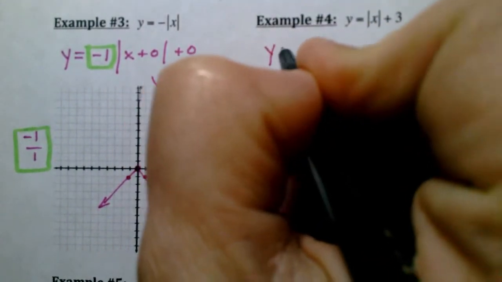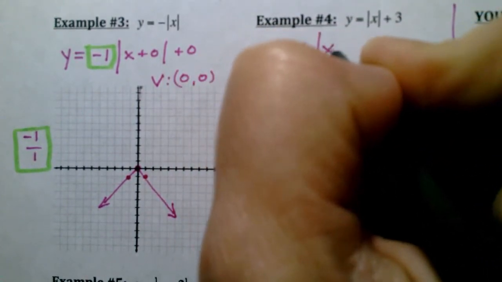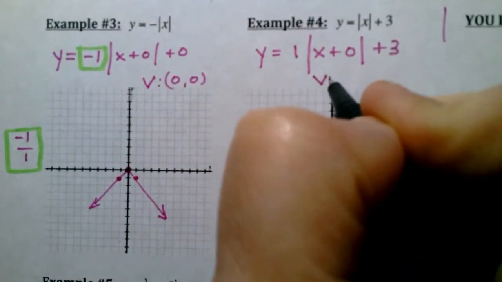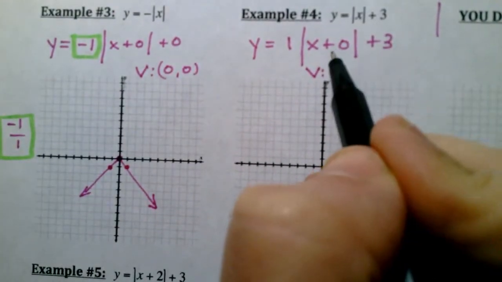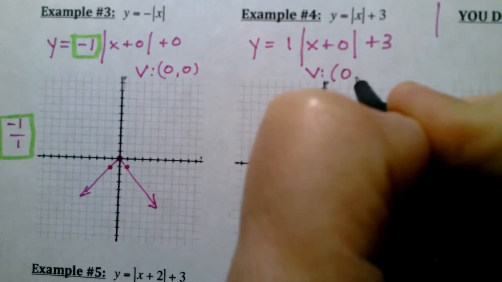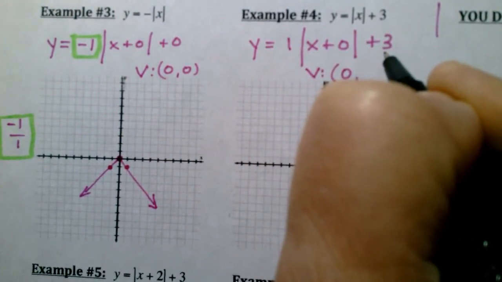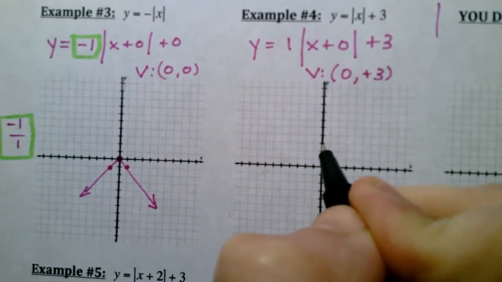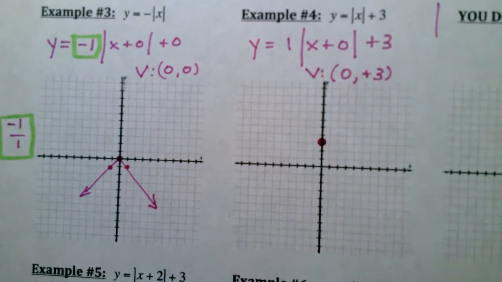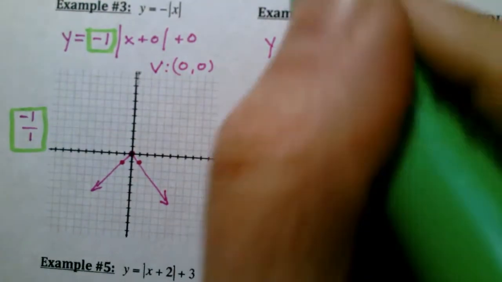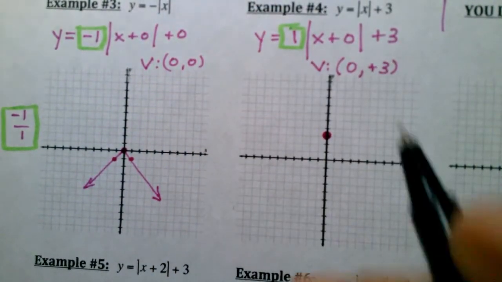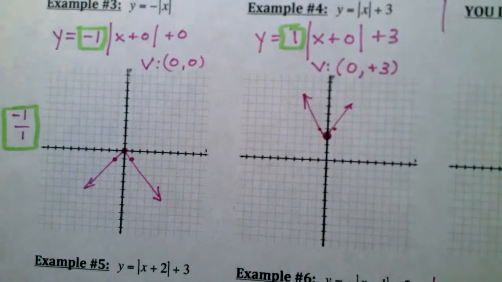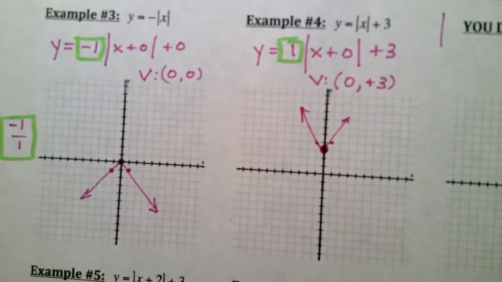Example 4, y equals 1, x plus 0 plus 3. My vertex is located at the same exact spot. 0 doesn't have a sign flip, so it says 0, but my k doesn't switch signs, it's on the outside, so it's still going to be a plus 3. So 0 plus 3 is right here. Key vertex. My slope is 1. So this means it opens up 1 over 1, up 1 over 1. And I can draw my V. Okay, let's try one more.